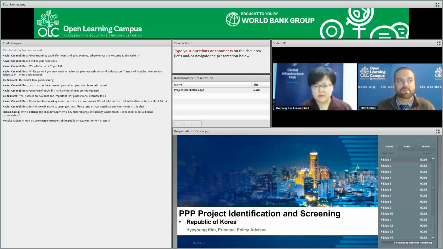This one is from Ibrahim. Why is balanced regional development a key factor in project feasibility assessment? Is it a political or a social license consideration?